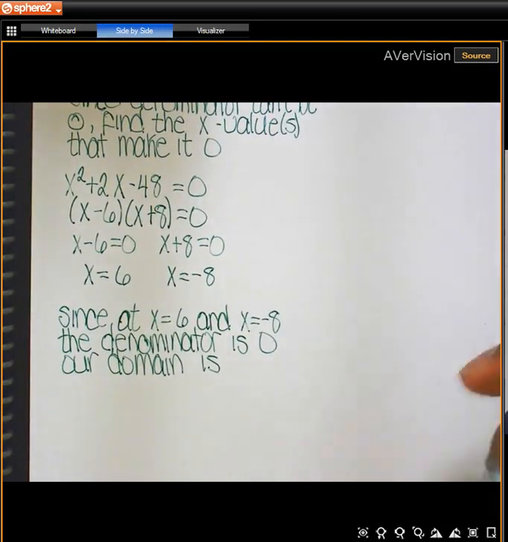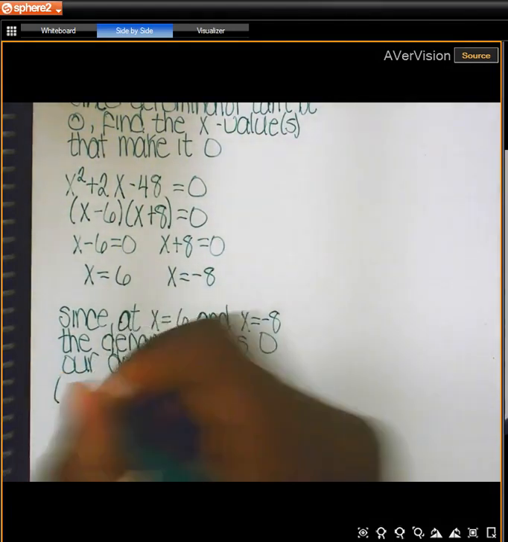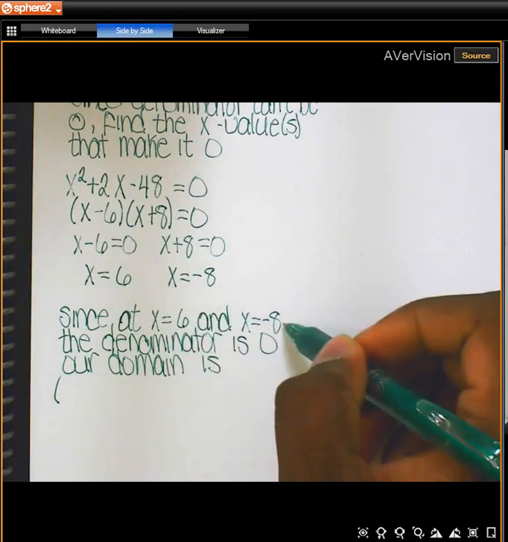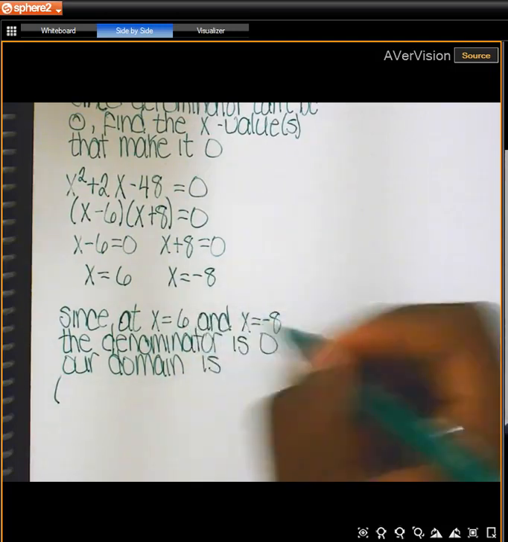Since the denominator is 0 at x equal to 6 and x equal to -8, our domain is what? Yeah. So since the denominator is 0 at 6 and -8, that means our domain is everything except for 6 and -8.